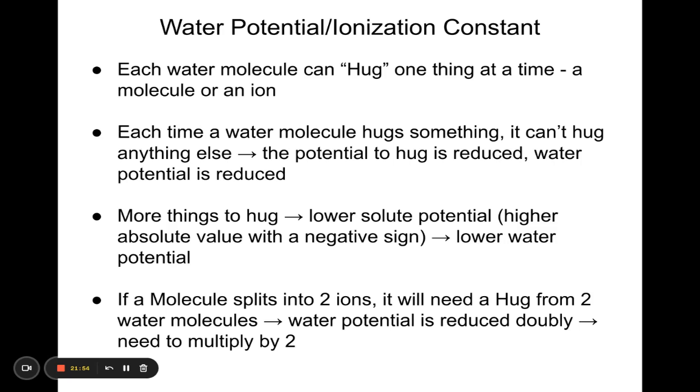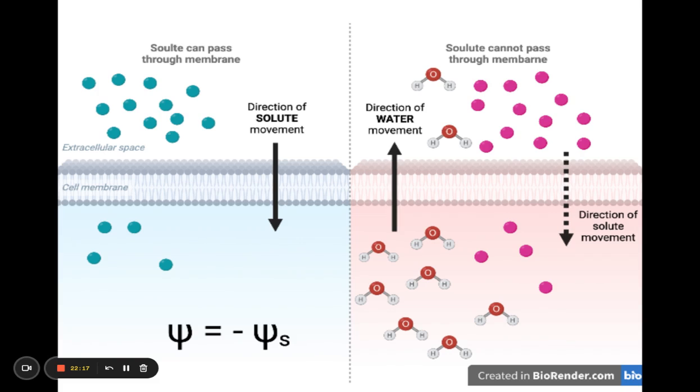For that reason, we have that i thing. So I need to multiply things by 2 if I'm dissolving sodium chloride, because it's not really 1 molecule of sodium chloride. It's 2 ions. It's sodium and chloride. So you're going to need 2 hugs, not just 1. That's why you need to multiply everything by 2. This is how I explain the ionization constant.